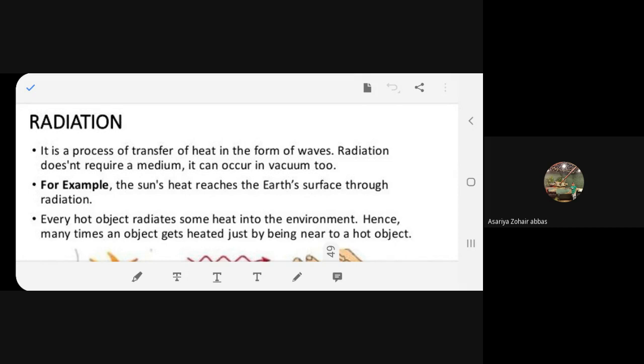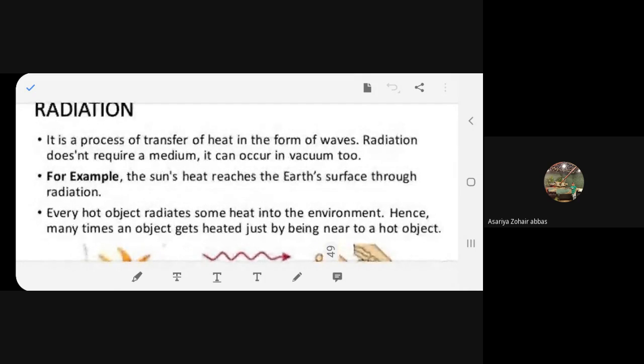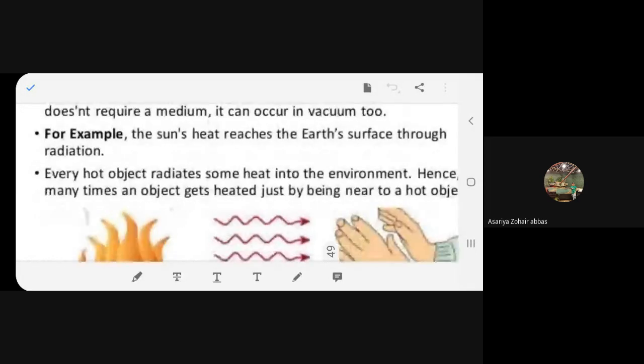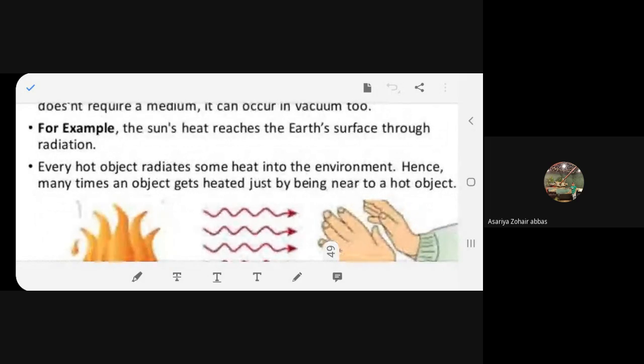As the word says, these are made up of rays. Sun radiation, sun rays. Right, beta? Read. Radiation. It is the process of transfer of heat in the form of waves. Radiation doesn't require a medium. It can occur in vacuum too. For example, the sun's heat reaches the Earth's surface through radiation. Every hot object radiates some heat into the environment. Hence, many times an object gets heated just by being near to a hot object.